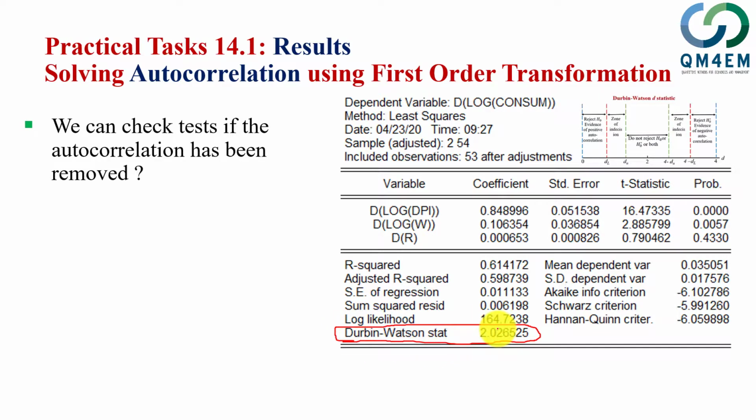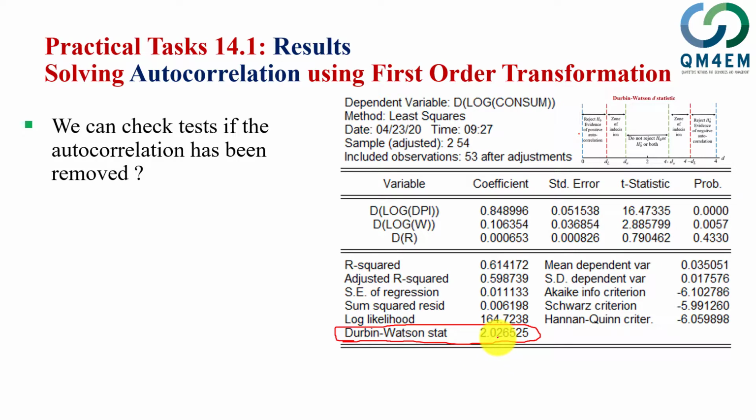It's almost 2. So we already know that in the Durbin-Watson D statistic, a value of 2 shows no autocorrelation, 4 shows perfect negative autocorrelation, and 0 shows perfect positive autocorrelation. So the range between 2 and certain limits, I think it was dL and 4 minus dU, is the range where there is no autocorrelation.